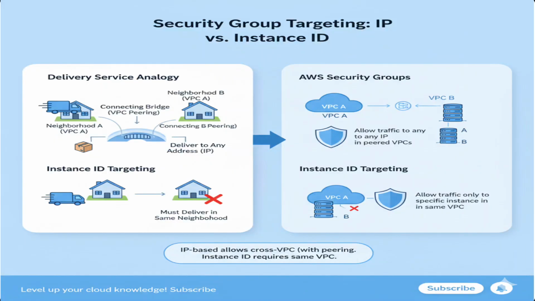Think of IP-based targeting like having a delivery service that can deliver to any address, IP, regardless of which neighborhood, VPC, it's in, as long as the neighborhoods have a connecting bridge, VPC peering. Instance ID targeting is like requiring the package recipient to live in the same neighborhood as the delivery service.